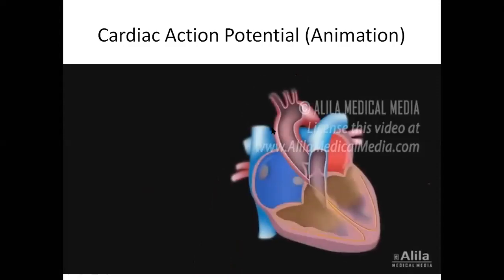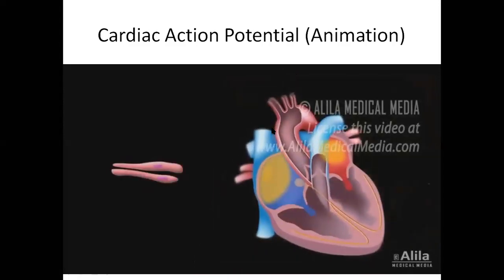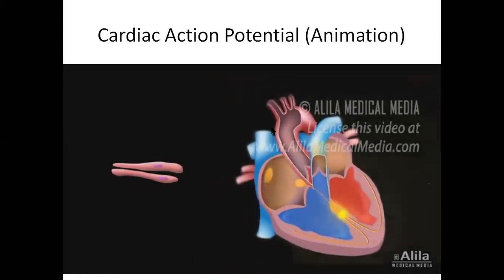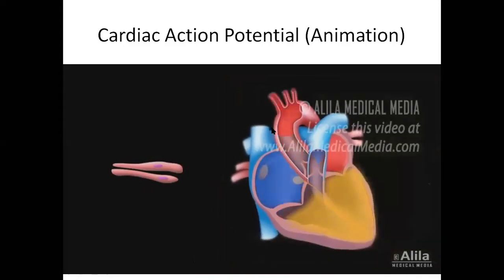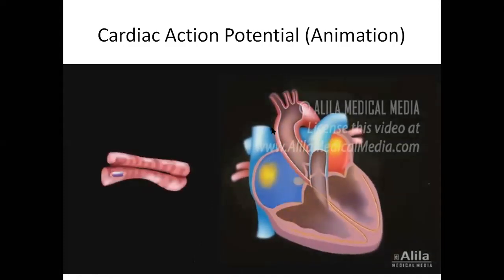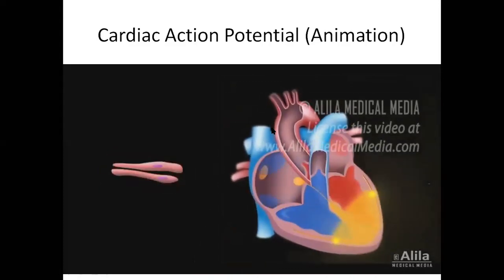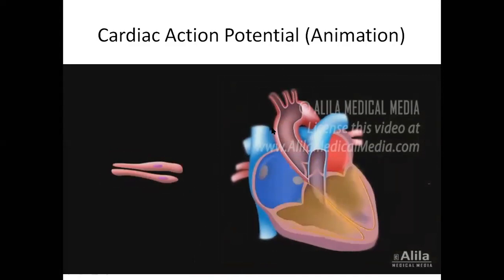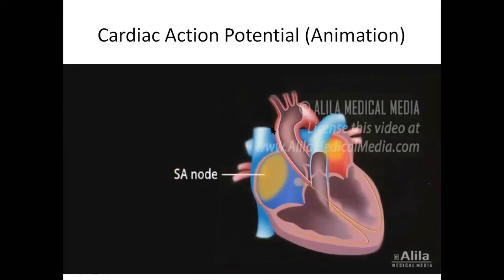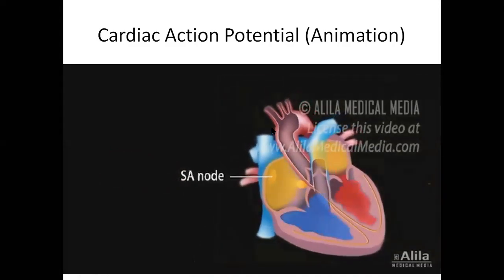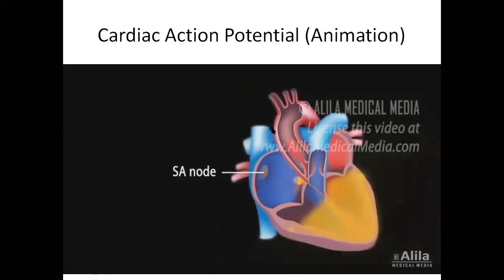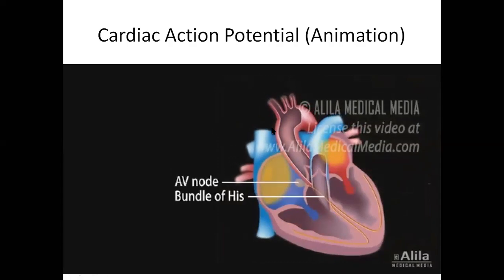The impulses start from a small group of myocytes called the pacemaker cells, which constitute the cardiac conduction system. These are modified myocytes that lose the ability to contract and become specialized for initiating and conducting action potentials. The SA node is the primary pacemaker of the heart. It initiates all heartbeats and controls heart rate. If the SA node is damaged, other parts of the conduction system may take over this role.